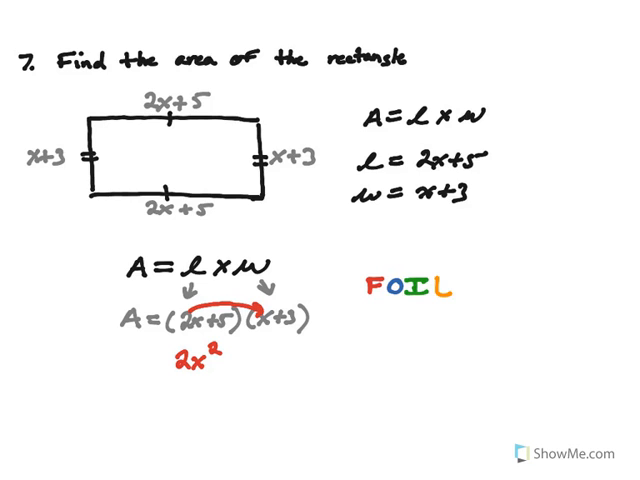The next thing, I want to multiply the outer. That's 2x times 3, which will give me a plus 6x. Okay, is everybody with me and see that? 2x times 3, 6x.